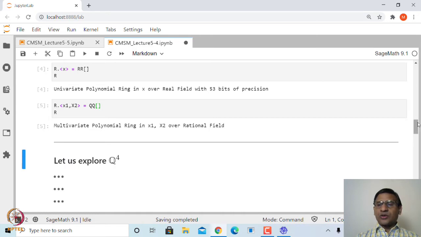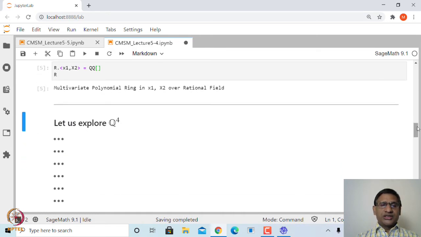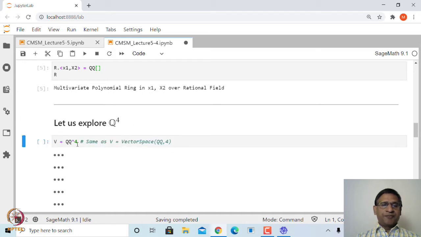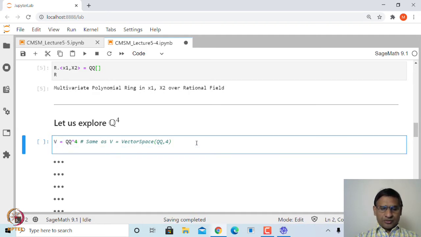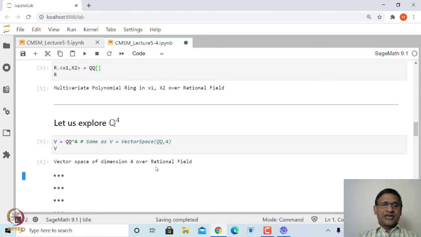Now let us look at how we can explore these vector spaces. So let us work with Q to the power 4, Q^4 over Q, as a vector space. So how do we define it? One can define V as VectorSpace(QQ, 4), or you can simply write V = QQ^4. Both are the same. So if I ask what V is, it will tell me it is a vector space of dimension 4 over the rational field, right?